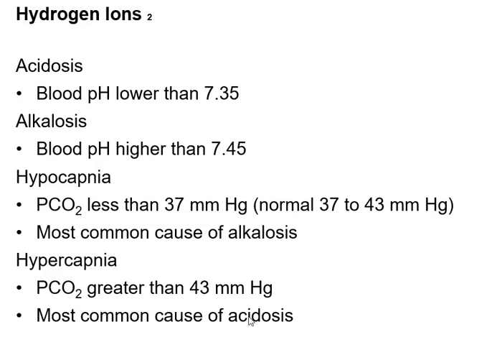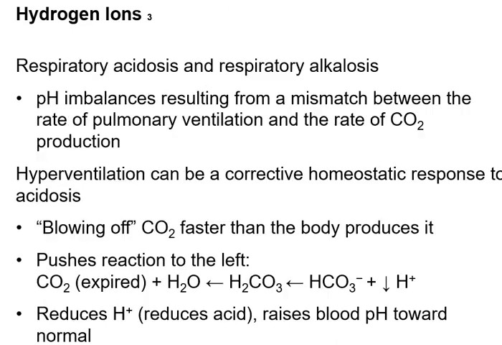Hypercapnia, having too much CO2, is the most common cause of acidosis. So that kind of makes sense. If you have too much CO2, it's going to be dissolved in the bloodstream, and it's going to cause you to have carbonic acid. And if you have carbonic acid, you are in acidosis because your pH drops. So the pH and the carbon dioxide are completely dependent on each other.